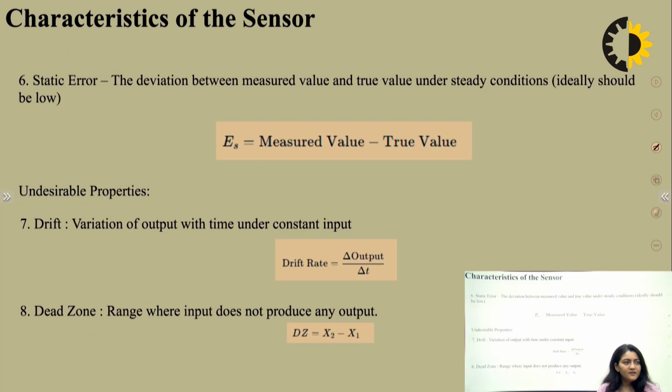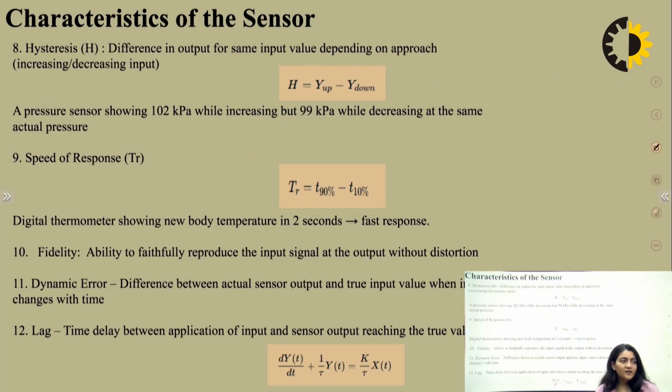Static error is the deviation between the measured value and true value under steady condition. Then an undesirable property, drift, is the variation of output with time under constant input. Dead zone is the range where input does not produce any output. Then hysteresis is the difference in output for the same input depending upon the approach. If we increase the input and see the output, then decrease the input, the output will not follow the same path. It is the hysteresis curve.